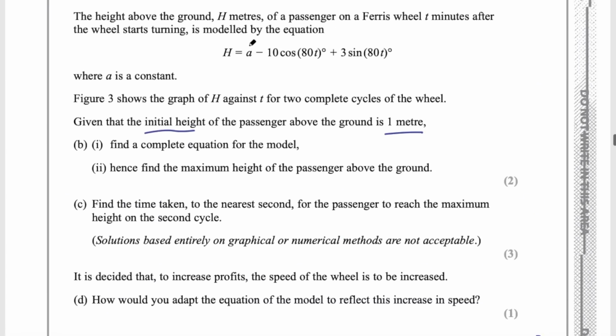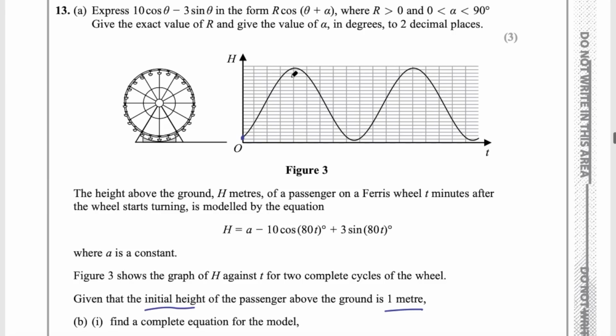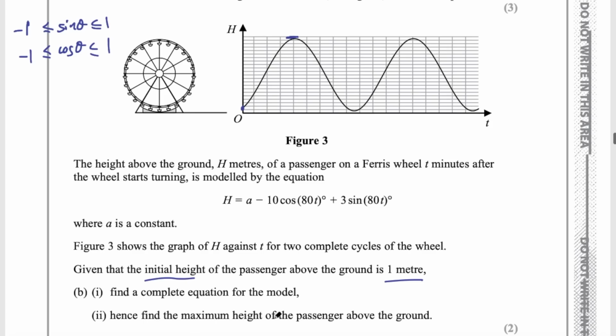And now if we go back to part B, we need part 2 now, hence find the maximum height of the passenger above the ground. So if we look at the graph, that'll be up here. And if you think about the trigonometric functions, sine theta and cosine theta, their values lie between -1 and 1. So they're the maximum values, if you like, of those functions. And so that's going to help us find the maximum height.